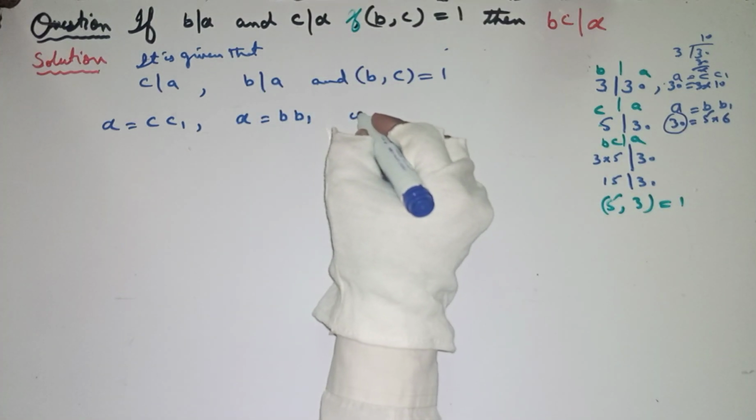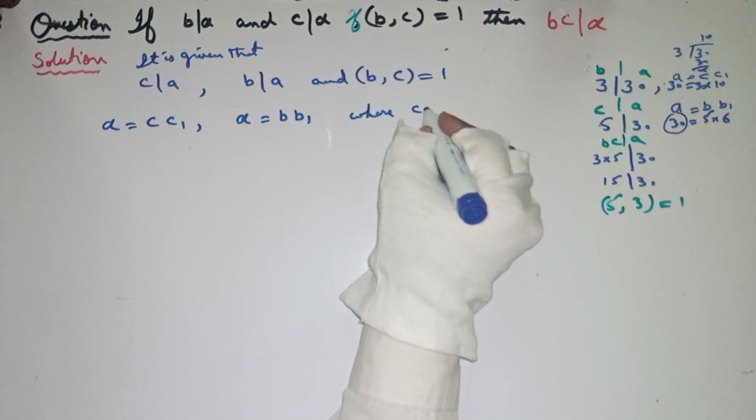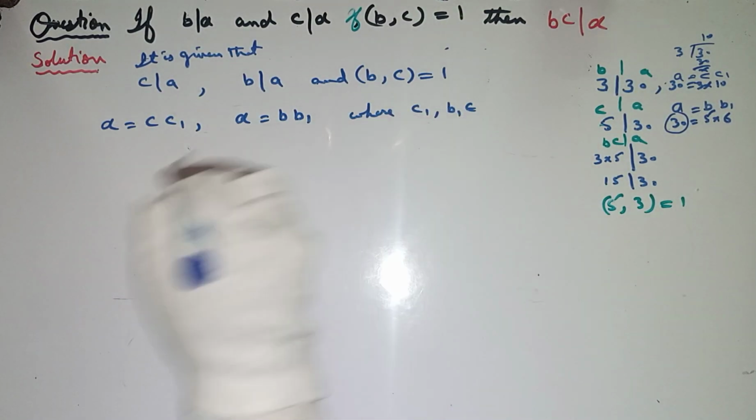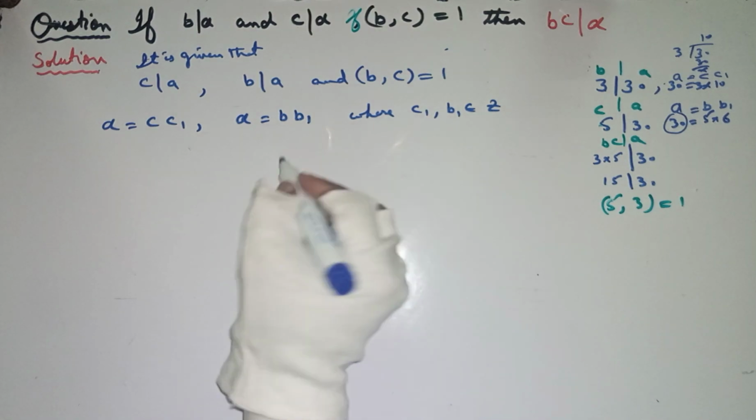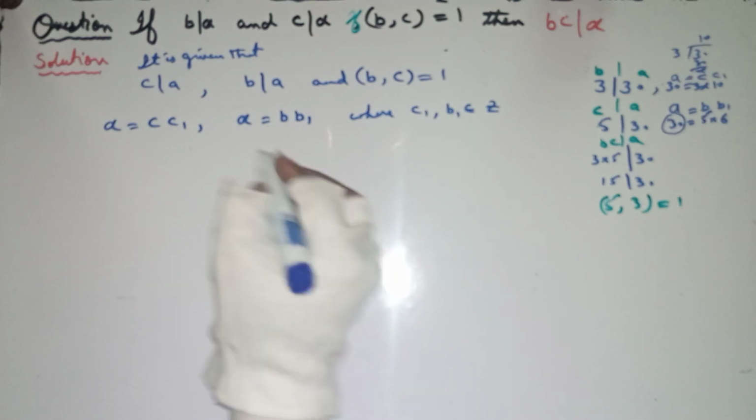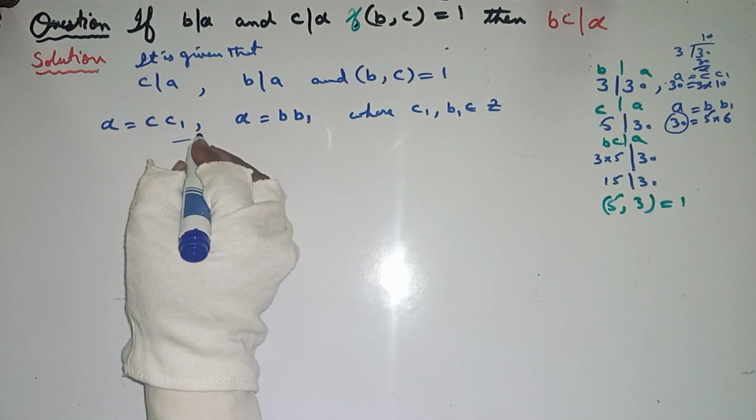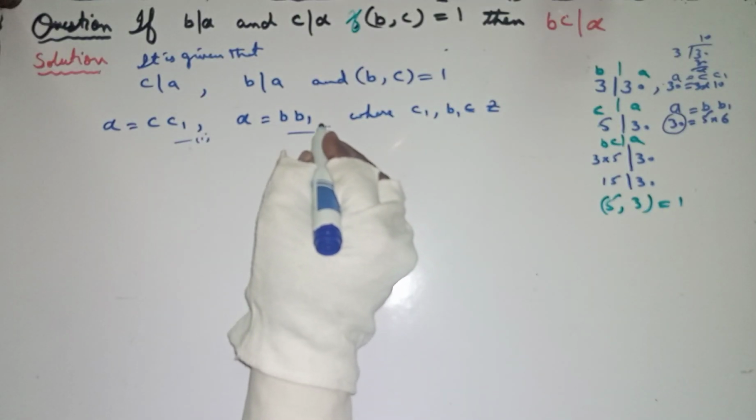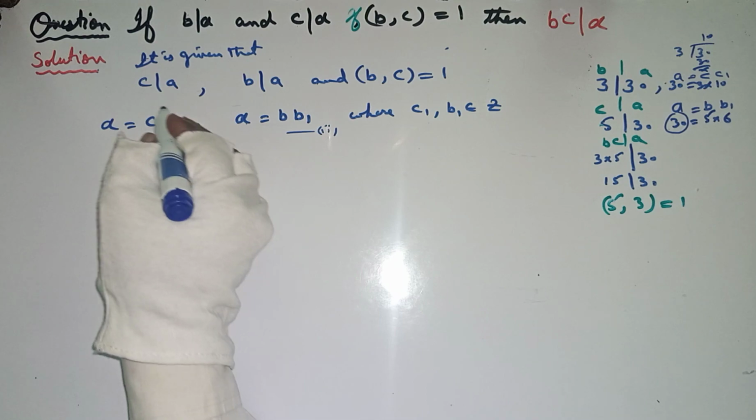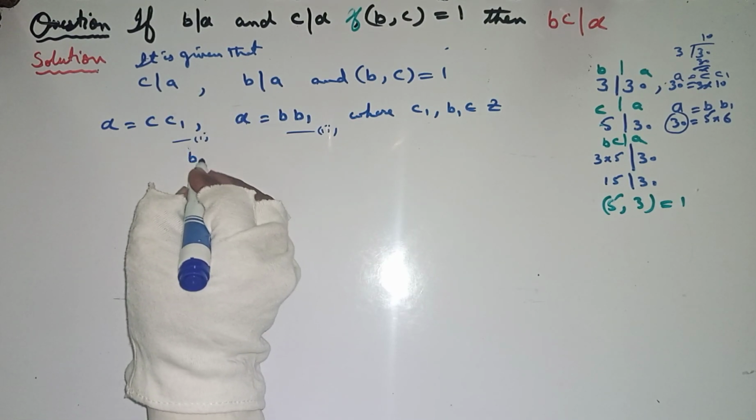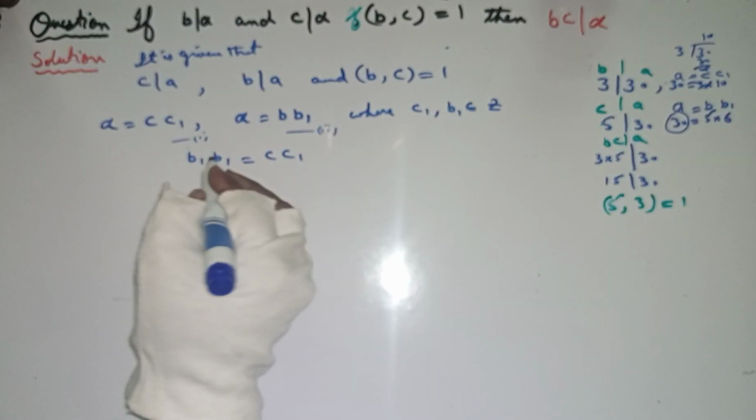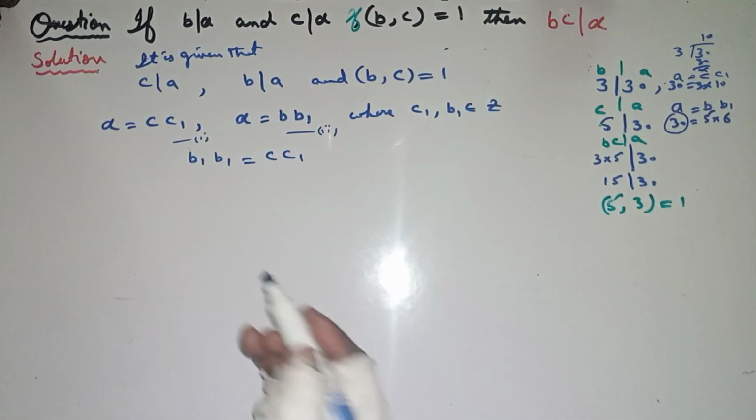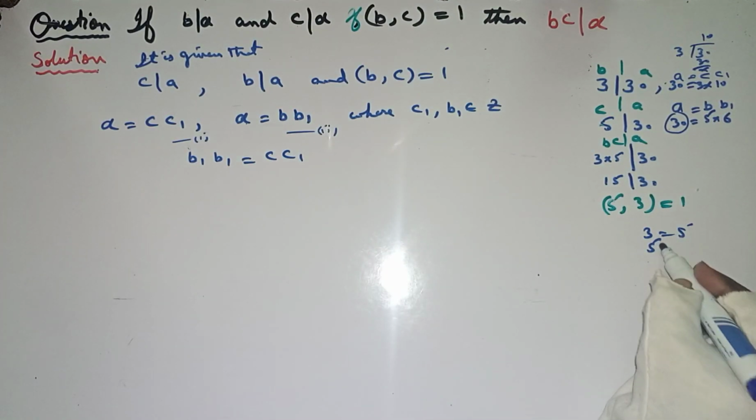Okay, where, what are C1 and B1? As you know, in number theory we only deal with integers. Okay, C1 and B1 are both integers. Now the left hand sides of these two equations, equation 1 and equation 2, are both equal to A, so their right hand sides are also equal. B times B1 is equal to C times C1. I can write C1 here and B1, there is no difference between 3 is equal to 5 and 5 is equal to 3.